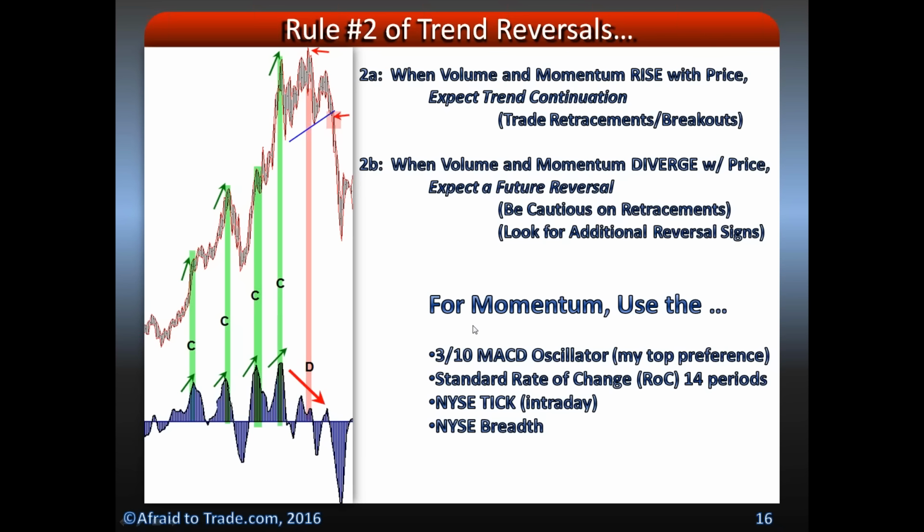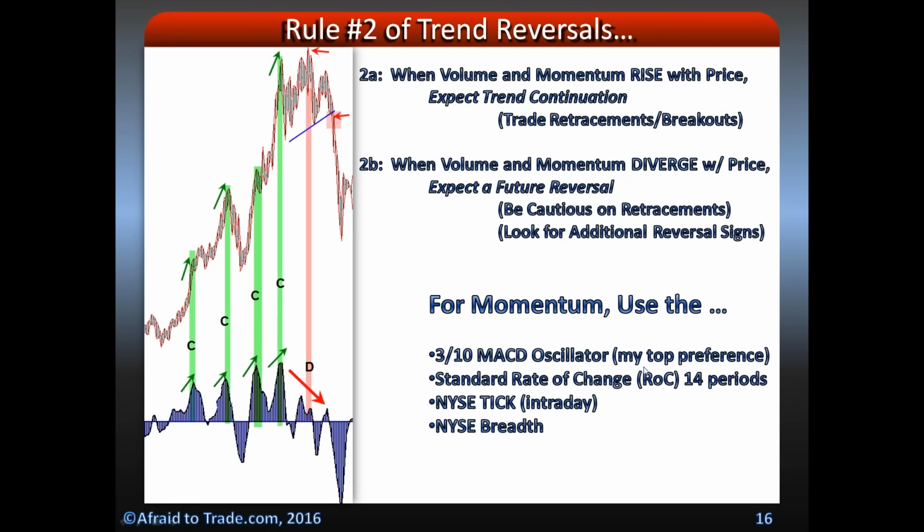I think it's a 12, 26, 9, whatever. But that's a standard MACD. We're going to make it a little bit faster, and it's a difference in the 3 and 10 period moving average. And that's going to formulate these. So it's really the same thing. I have a couple charts later, but it's very similar, if not identical, to rate of change.